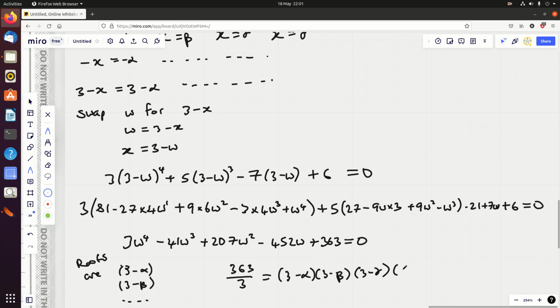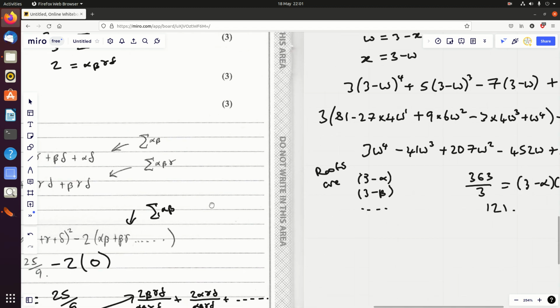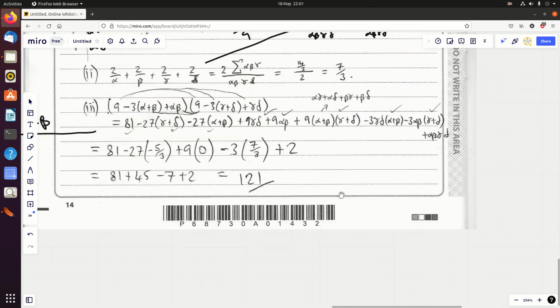Now, can you see now that I didn't have to work out all of the coefficients? I only needed the last one. So who cares about most of this? I only really needed to do 3 times 81, and then on this one, 27 times 5, and then take away 21 and add 6, because I'm only interested in the term independent of w. This also gave me 121, which made me feel like I probably hadn't made a mistake over there. But that's a nightmare, that one.